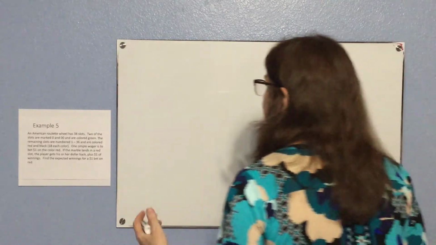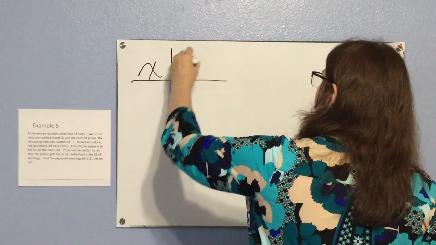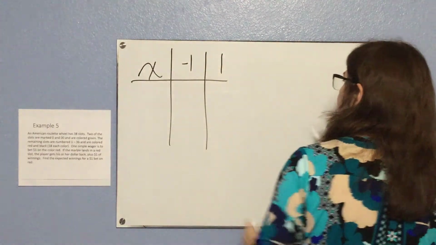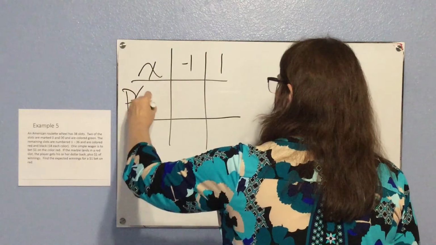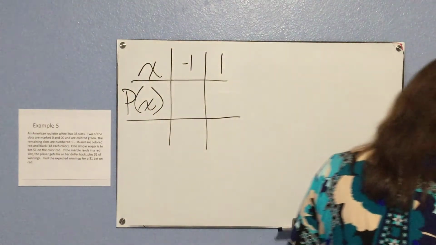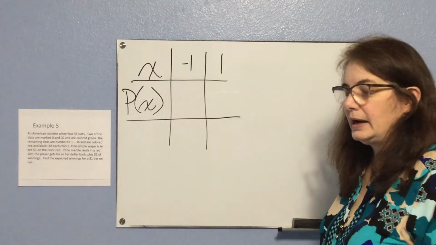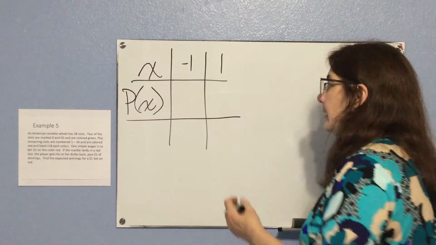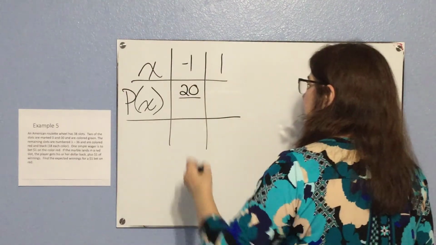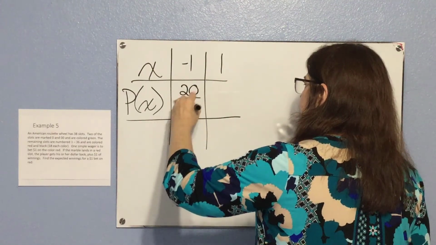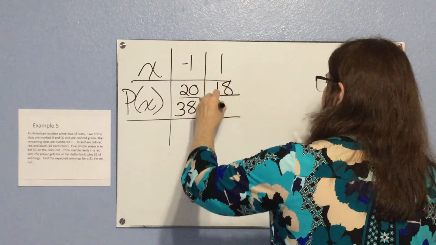Okay, for this bet, there's only 2 outcomes. You're either going to lose $1 or you're going to make $1. And let's see what the probability of each is. Losing $1. If I bet on red and it comes up either green or black, I lost my $1. So there are 20 non-red spaces out of the 38. And then there are 18 red spaces out of 38.